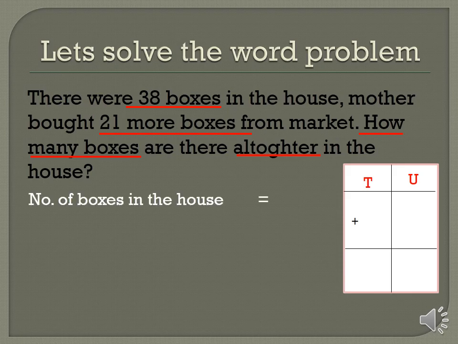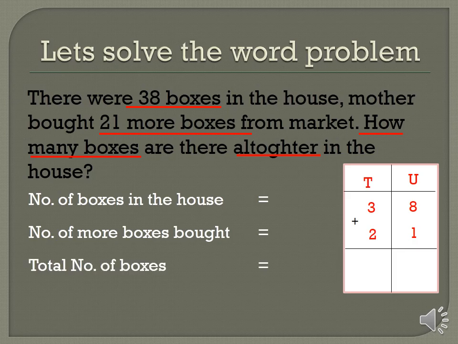So we have to plus. Now let's write the statement. The first statement is 38 boxes. So number of boxes in the house is 38. Then the next statement is 21 more boxes. So how will we write it? Number of more boxes bought. It is 21. And then the last statement is total number of boxes, because we have to find all together. So total number of boxes is, let us solve 38 plus 21.